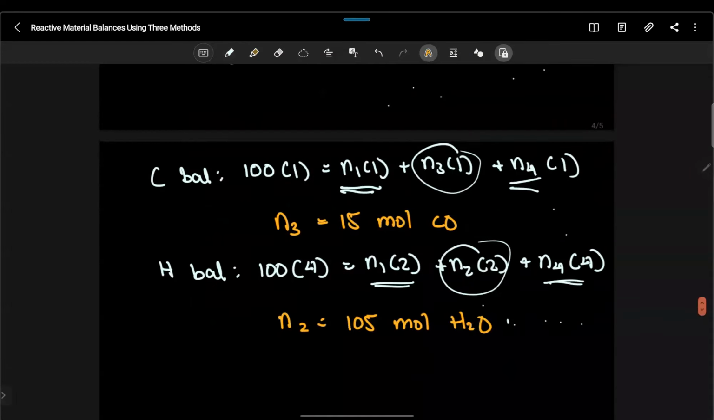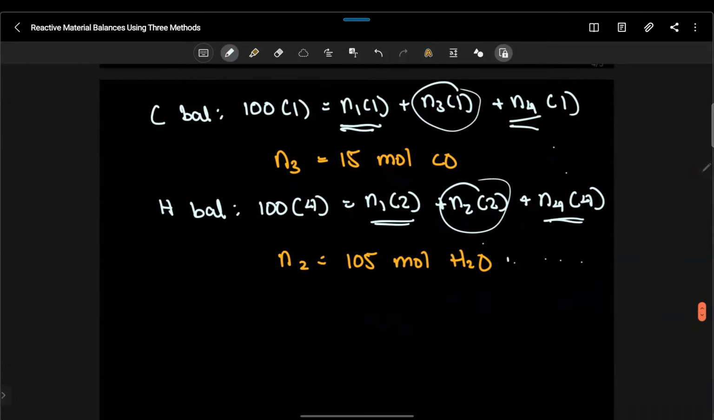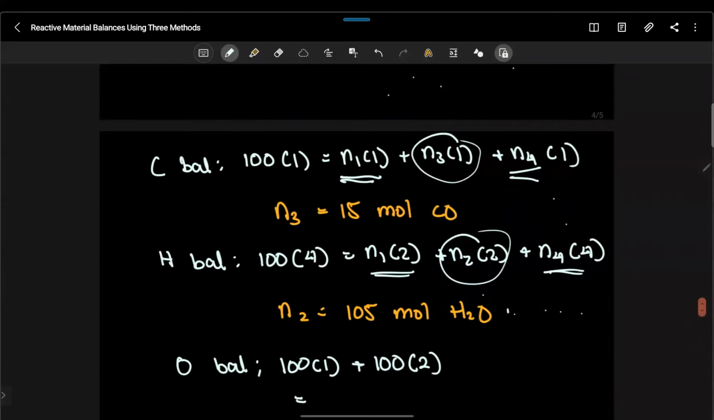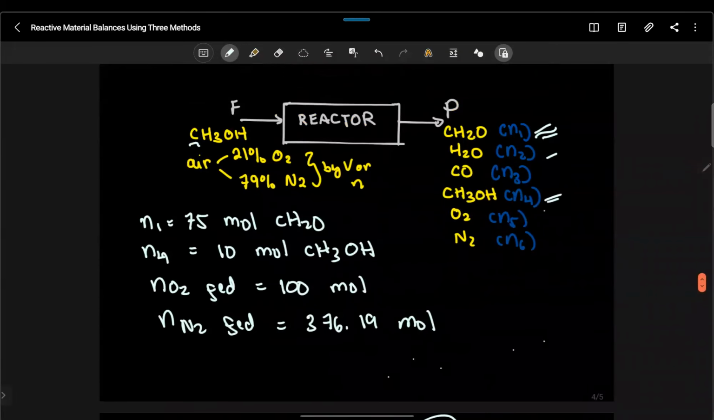Next is oxygen balance. May oxygen ba si methanol? Meron. Ilan? Isa lang. How about kay air? Di ba 100 moles yung pinasok nating oxygen, tapos dalawang oxygen atoms yun. Kay nitrogen, wala syempre yung oxygen atom. Equals, saan yung mga species doon sa product side ang mayroong oxygen?